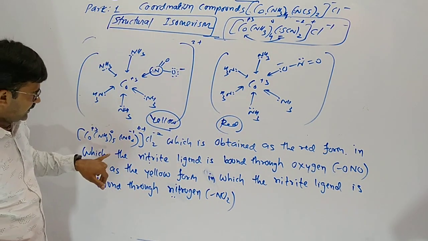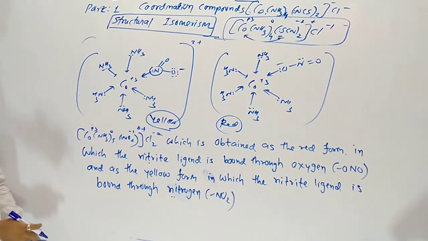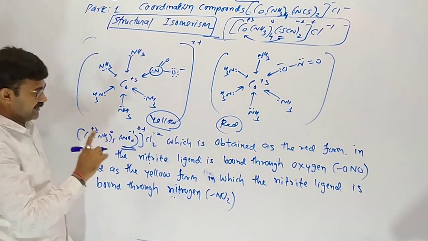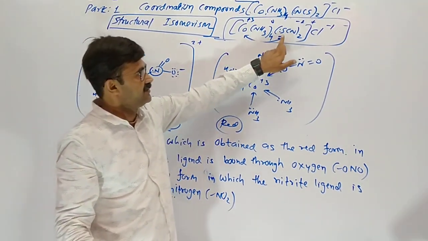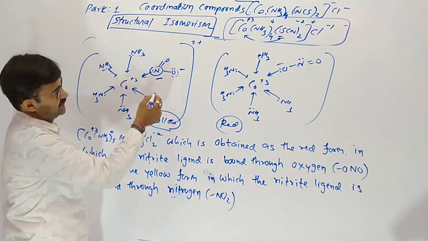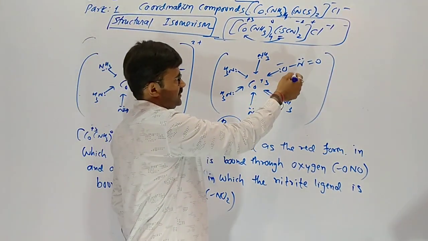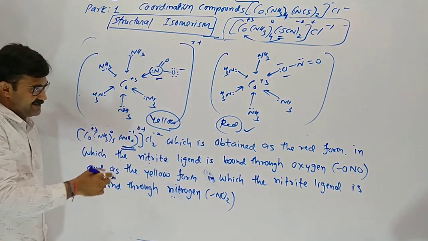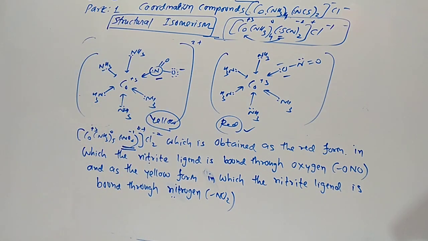So the molecular formula is the same, only the structural formula differs. Whenever there is an ambidentate ligand, only 2 ambidentate ligands are there in our syllabus, thiocyanate and nitrite. So here nitrogen is giving the electron pair and here oxygen. This one is red colored, this entity is yellow colored. And this is called linkage isomerism. Jorgensen discovered this type of coordination isomerism structure, and linkage isomerism is one part of structural isomerism.